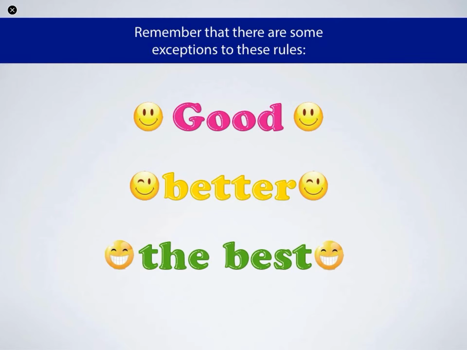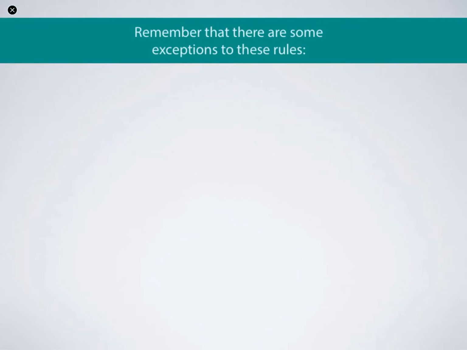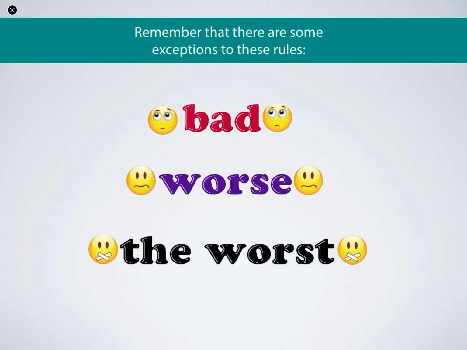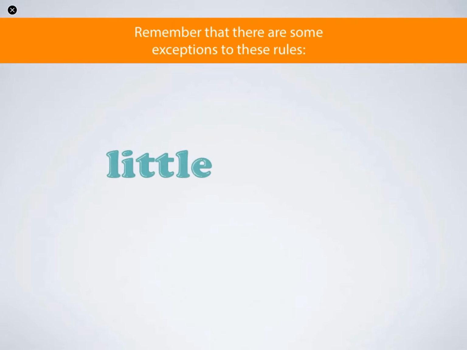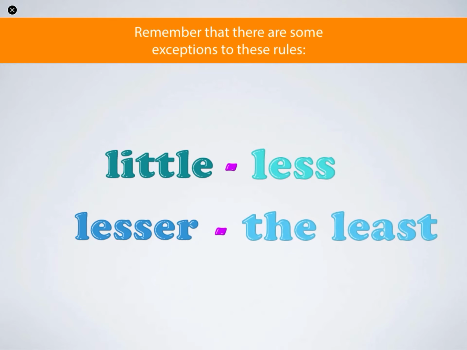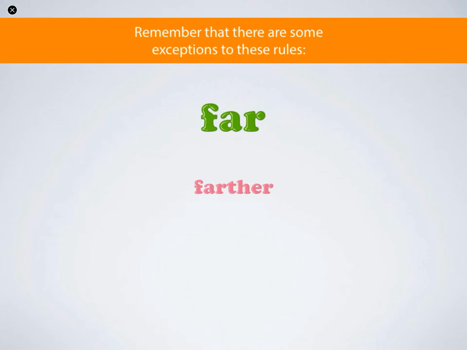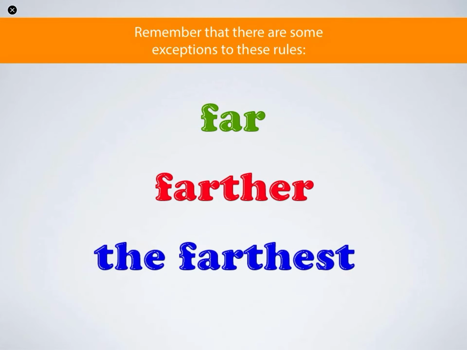There are also some other adjectives that do this. For example, bad. The comparative is worse, and the superlative is the worst. Little has two comparative forms, less and lesser, and then the superlative, the least. Then we have the adjective far, the comparative farther, and the superlative, the farthest.